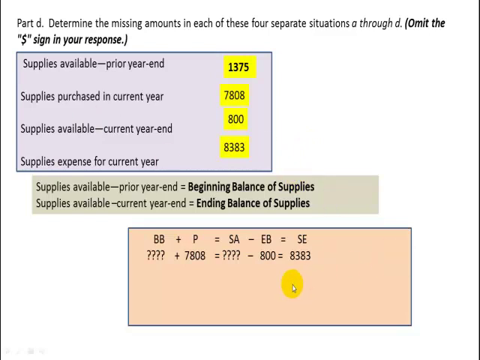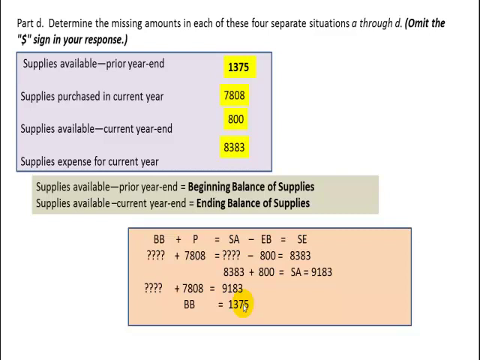We've got beginning balance we don't know, plus purchases gives us supplies available of we're not sure, but we can find that by moving this to the other side of the equal sign. So supplies available are going to be 91.83, and the beginning balance, which we don't know, plus 78.08 equals 91.83. The difference between these two would be the beginning balance, which is 1375.